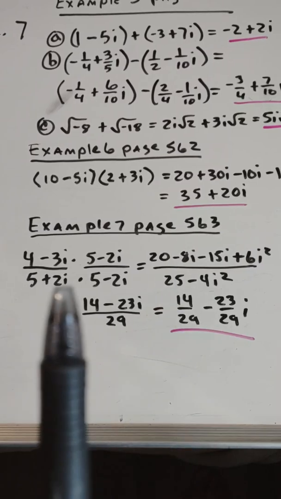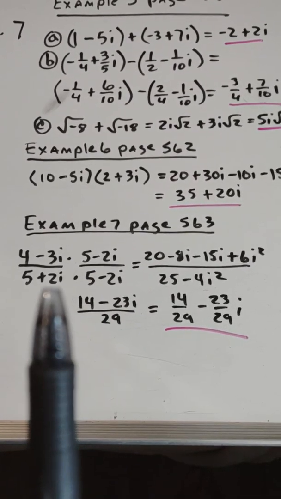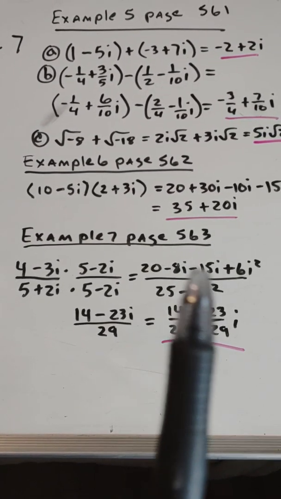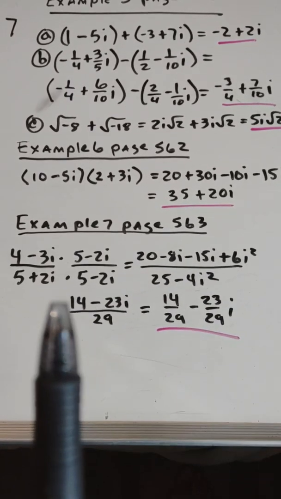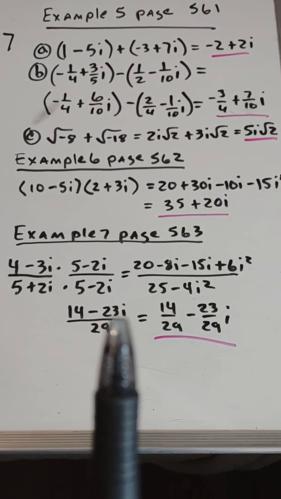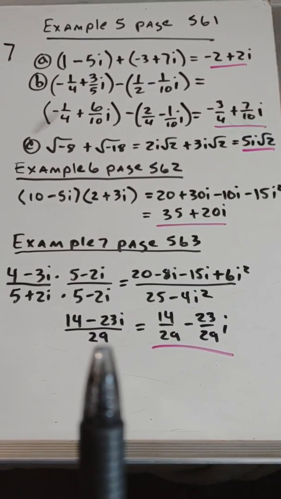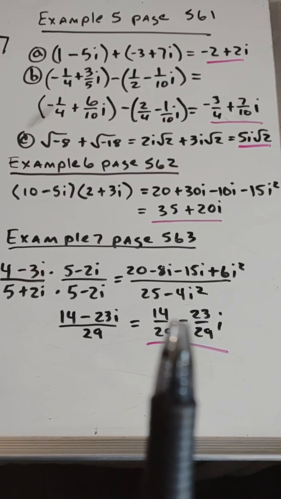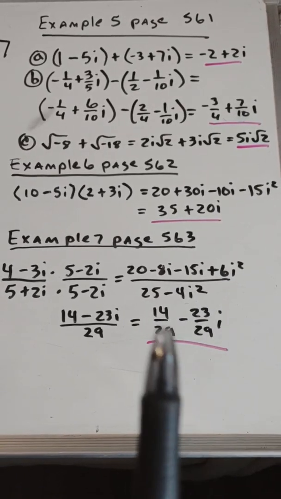5 times 5 is 25. Plus minus is a minus. Well, positive times a minus is a minus. 2i times 2i is 4i squared. Combining the top, i squared becomes negative 1, which makes this a minus 6, so 20 minus 6 is 14. Negative 8i, negative 15i is negative 23i. This becomes 25 plus 4, which is 29. Now all we do is move this 29 under each one. 14 over 29 minus 23 over 29i makes it in correct complex number form.